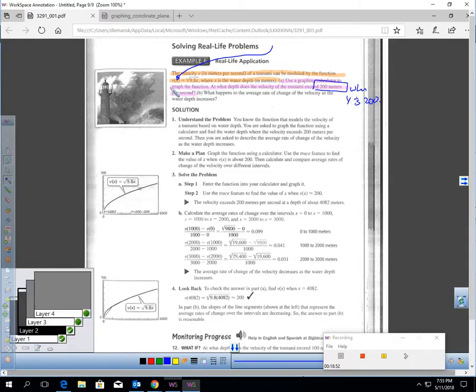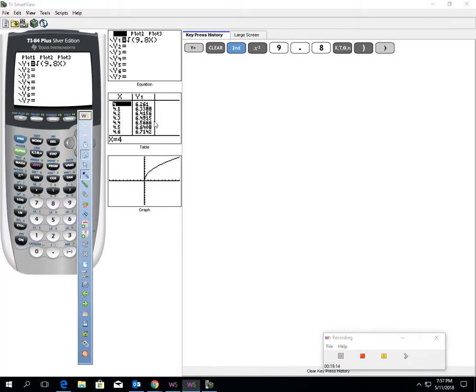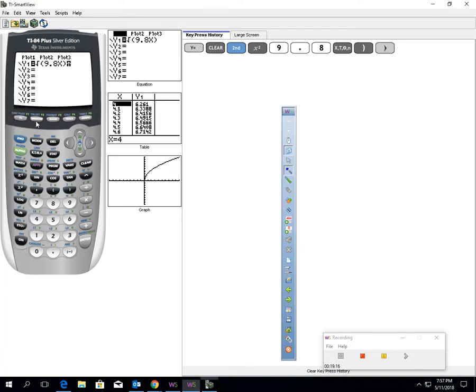Now they say to graph it, but I think it's more efficient to use the table feature on our calculator. So let's go ahead and type the equation in our calculator. And you can see I typed that in, and you can see that square root function on my app here. Now I would use the table. So let's start our table at 0.